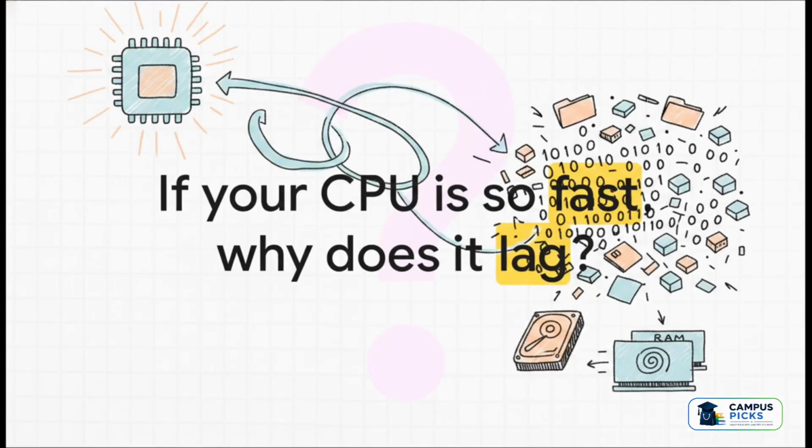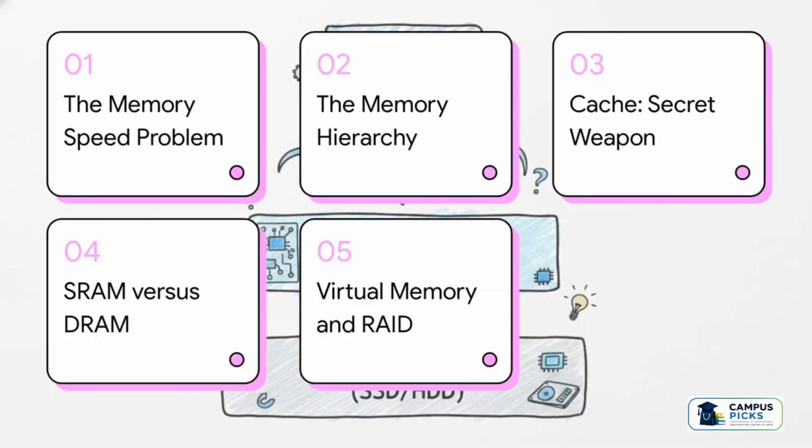Right off the bat, let's talk about a scenario we all know way too well. If your CPU is so blazingly fast, capable of executing billions of instructions per second, why does your computer still lag when you try to open a massive program or a huge file? Well, the truth is, while our processors can think almost instantly, finding the actual data they need to think about, that's the real bottleneck. So here's how we're going to map out this data workspace today.